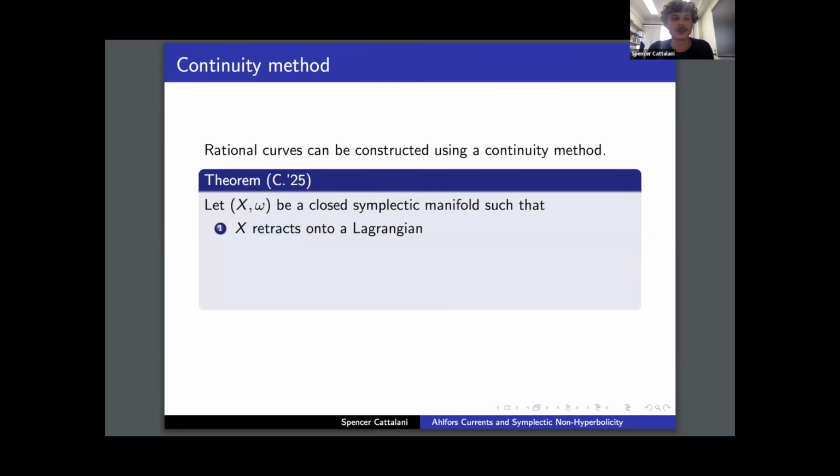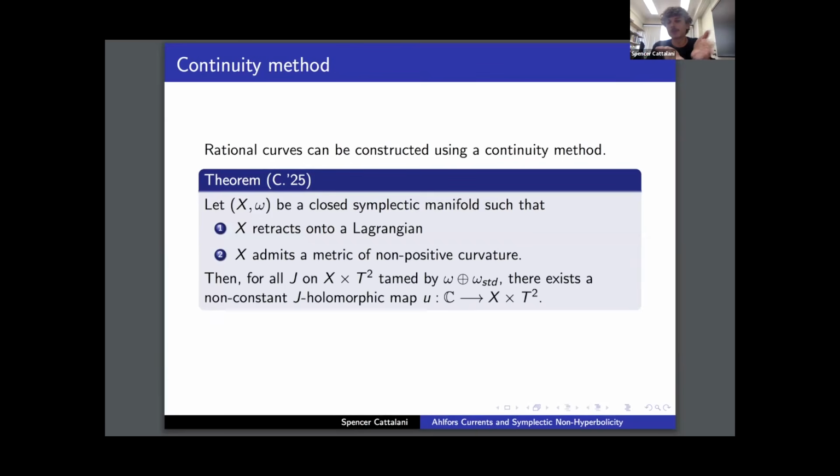So you assume X retracts onto a Lagrangian, and it admits a metric of non-positive curvature. Then, when you multiply it by a torus and deform J, the torus deforms as an Ahlfors current. So for any J, there exists an Ahlfors current, and therefore a complex line.